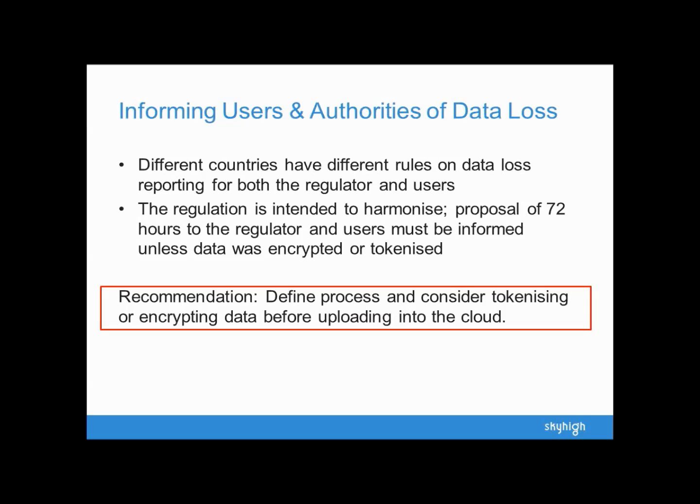So again, it's time to define your process, work out how you would tell the regulator if you believe a data breach has happened, and consider tokenizing or encrypting the data before uploading into the cloud. I will just comment from a personal point of view that I haven't seen in the regulation a statement on how quickly you need to inform the users that their data has been lost or you think it's been lost. I think that may well come into the regulation between now and it being published, so it needs to be watched, and we need to work out just what is appropriate in each of our circumstances. How quickly should you be telling the users so that they can take any remedial action they might need to take?